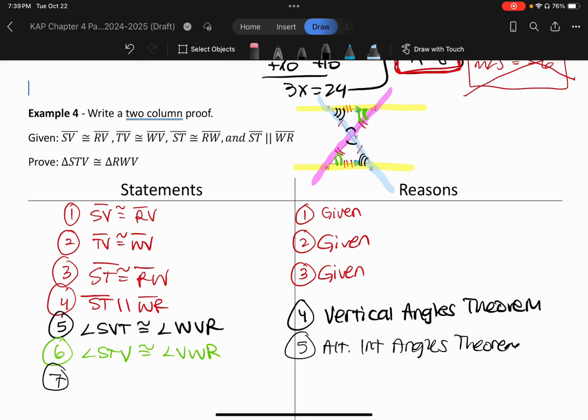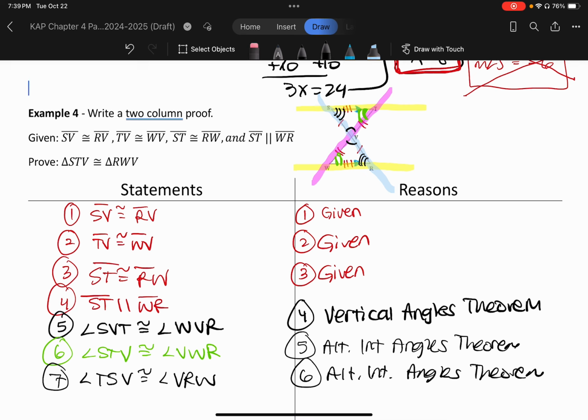And our statement number 7, looking at the angle located at S and R, which we could probably just name S and R, but we'll go ahead with the three letters like we've been doing. TSV would be congruent to VRW. And the reason for that would also be alternate interior angles theorem. What I've effectively shown just now is that all three sides are congruent and all three angles are congruent for these two triangles. If that's the case, then what we can say now is the congruency statement. So now I can show that triangle STV is congruent to triangle RWV.